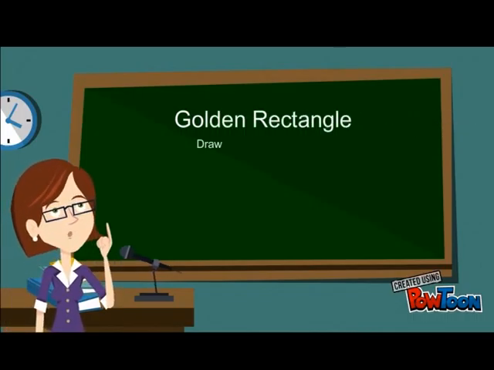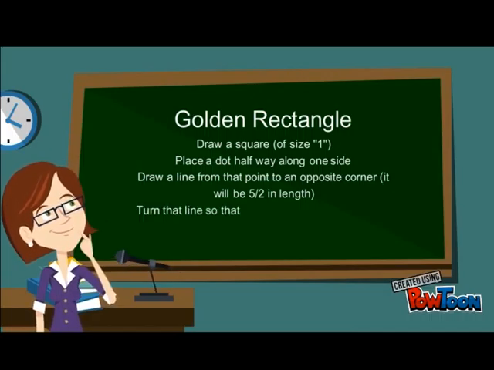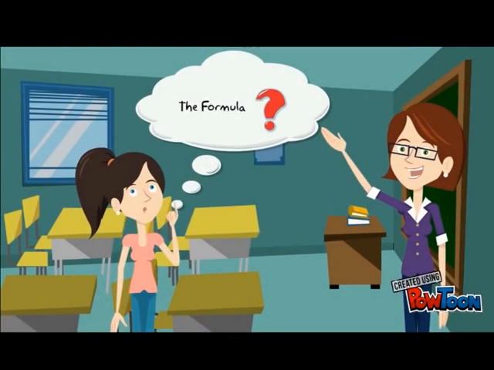To draw a golden rectangle, first, you have to draw a square of size 1. Place a dot halfway along one side. Draw a line from that point to an opposite corner. Then turn that line so that it runs along the square side. Finally, you can get a golden rectangle. What is the formula?